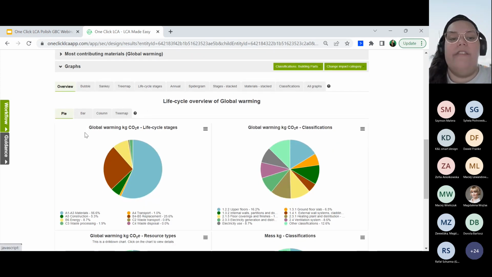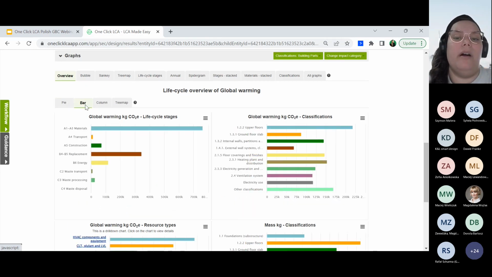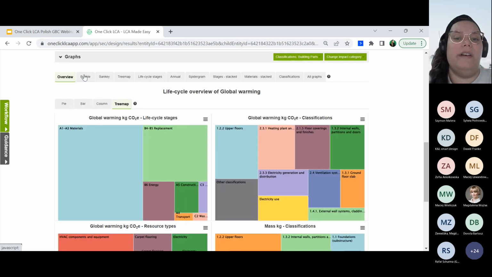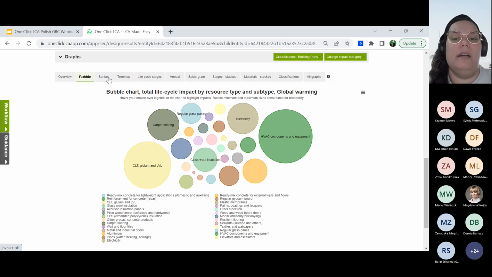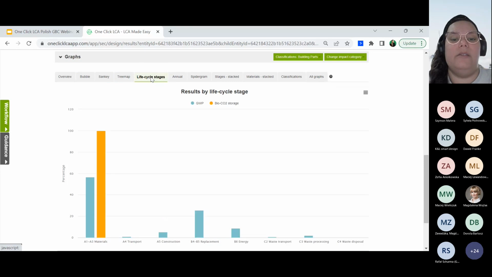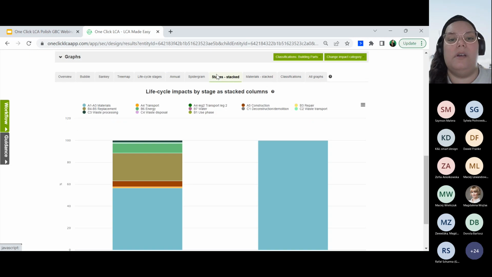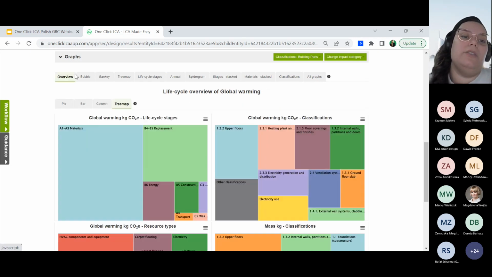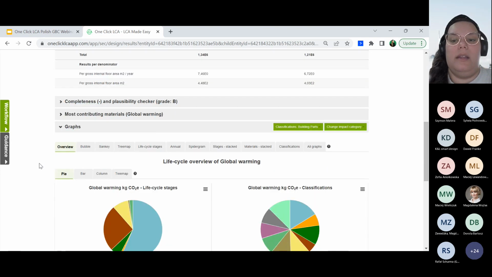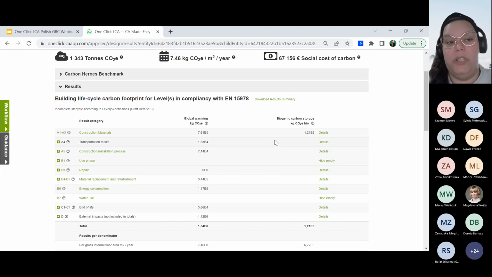And then we have our graphs. So we have the basic graphs, the pie, bar, column, and tree map graphs, and the advanced graphs, the bubble, Sankey diagram, tree map, life cycle stages, annual, spidergram, and so on. So these would be the results for the carbon footprint.